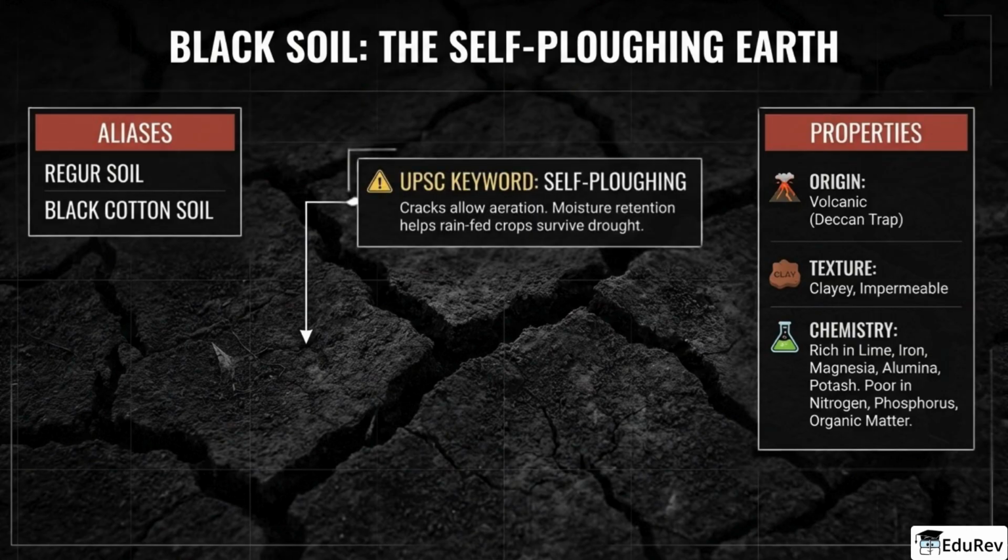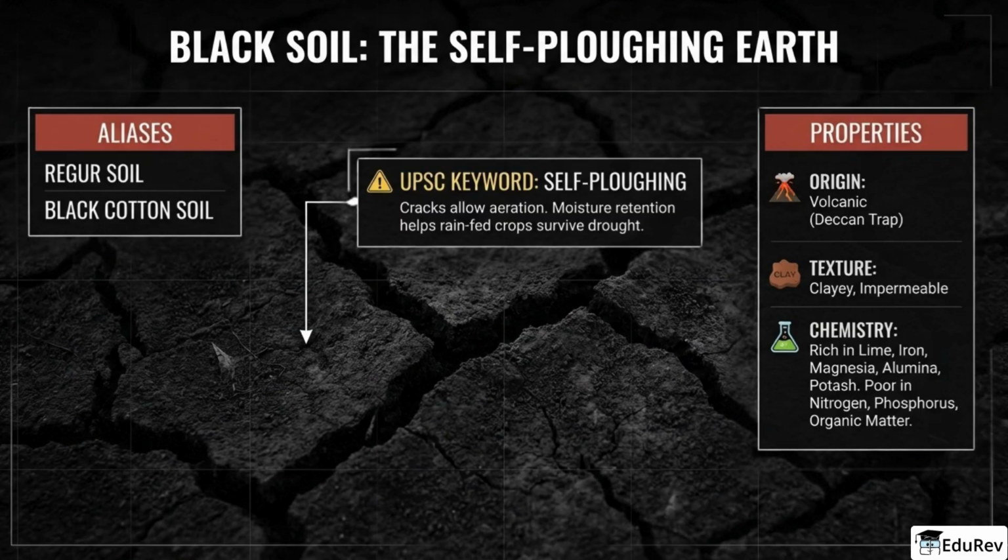Why? Because this soil develops deep cracks in the dry season. Those cracks improve aeration, and when rain comes, the soil swells and holds moisture extremely well. That is why rain-fed crops can survive drought better in black soil regions. Chemically, it is rich in lime, iron, magnesia, alumina, and potash. But it is poor in nitrogen, phosphorus, and organic matter.